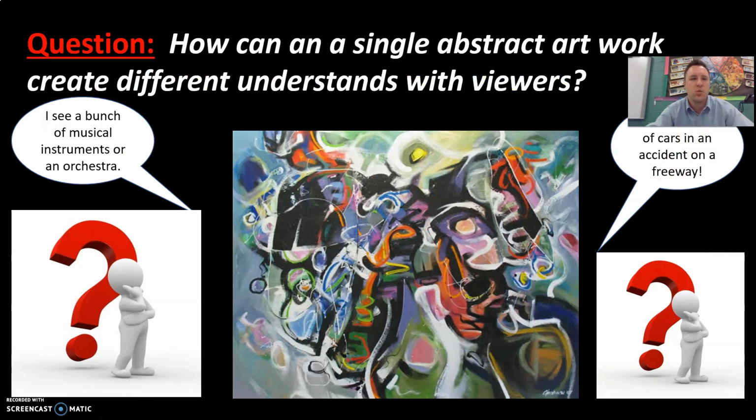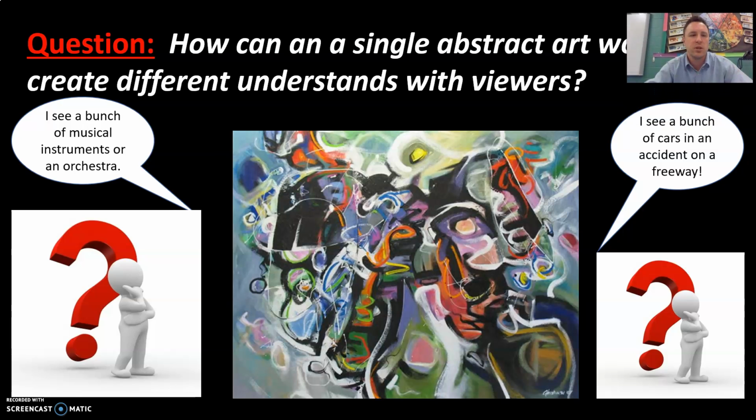And how can a single abstract work create different understandings to different viewers? So here you have the little figure saying, I see a bunch of musical instruments or an orchestra. Here, this little figure is saying, I see a bunch of cars in an accident on a freeway. So even though your intended message might be different, depending on a viewer's life experiences or their mood or their state of mind that day, they'll see different things because they've gone through different life experiences, they have different opinions and thoughts. So looking at abstract work can create different understandings based on different people's life experiences. Would be a clear answer.